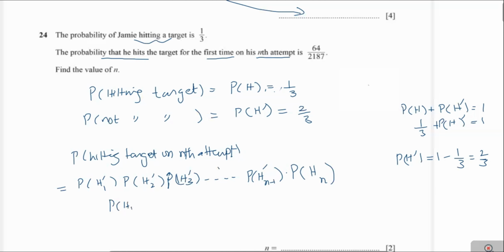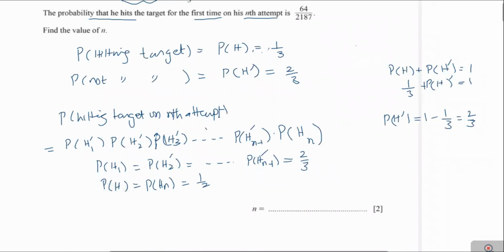Now P(H1') equal to P(H2') and equal to P(H(n−1)') is equal to 2 over 3. And P(Hn), the probability of hitting the target, will be the same value, that's equal to 1 over 3. Now we put the value: P(H1') is 2 over 3, P(H2') is 2 over 3, and multiply P(H(n−1)') 2 over 3 into P(Hn), that's 1 over 3.